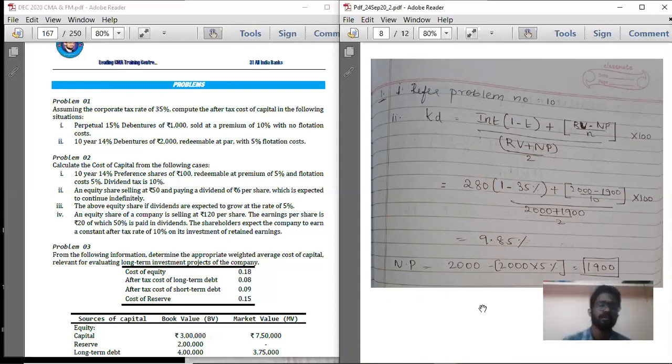So now calculate. First calculate what is the interest. For 2000 rupees, 14% debentures. So 2000 into 14%, that is 280 is the interest.